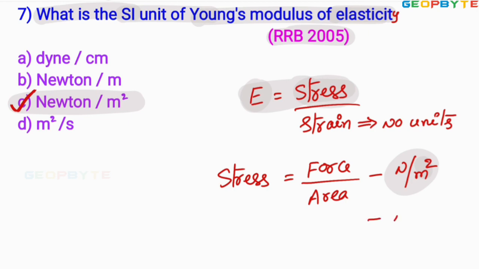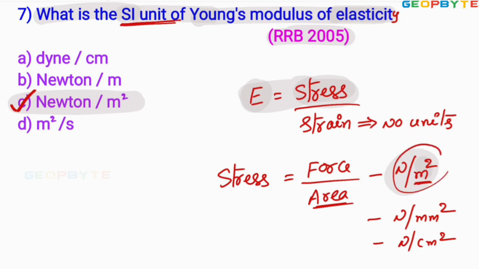Of course, it may also be written as Newton per mm square if the area is in mm square. If the area is in centimeter square, Newton per cm square. But the problem asked for SI unit. Area in the SI system is always in meter square. Therefore, Newton per meter square is the unit of Young's modulus in the SI system. Option C is absolutely correct. Let's go for the next problem.